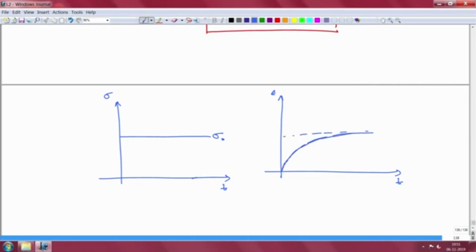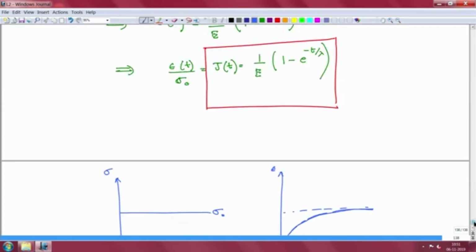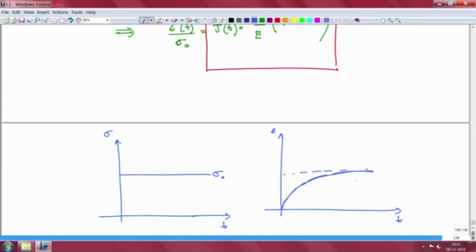This is your exponential curve right here, and this represents your creep response function for a Kelvin-Voigt body. Now you can ask yourself whether this is physically realistic or not, and the answer is that it does not look very satisfactory because it starts from a value of 0.